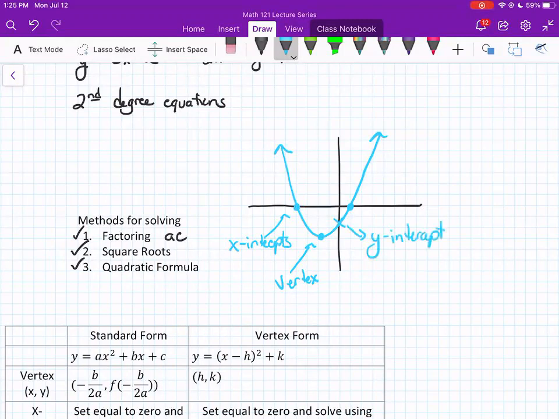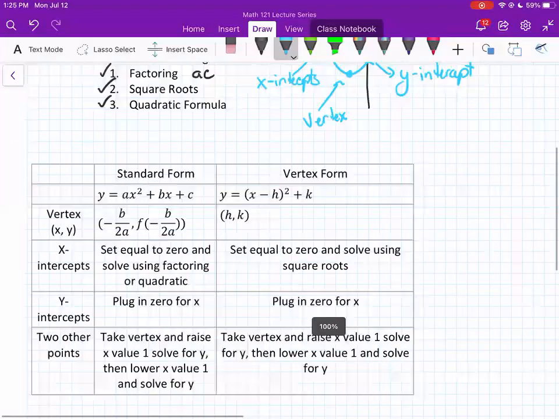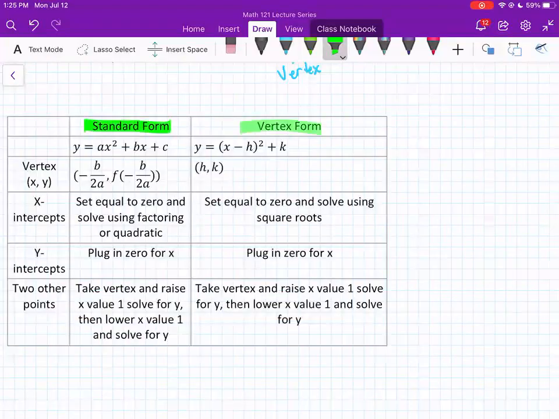There are two different forms of quadratics that we're going to look at, the standard form and the vertex form in different videos. And you need to be able to calculate the vertex in each form. You need to be able to find the x-intercept or the y-intercept in each one. And you also need to be able to find two other points on the graph for each of those types, and we'll be looking at those in future videos. I would recommend you writing down this information as we will be using it throughout the module.